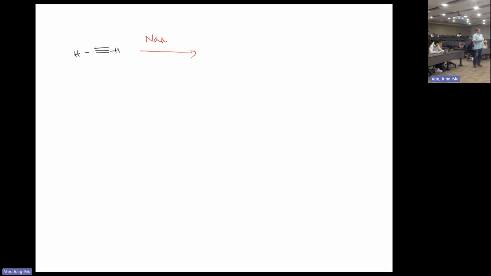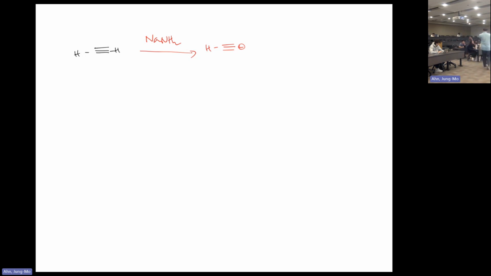You can take the protons away, but you have to use a very strong base. Alkoxide, oxygen negatively charged, is not going to be strong enough to do that. You have to use a stronger base. It's called sodium amide. The sodium amide is basic enough to take these protons away, so you get the carbon negatively charged.